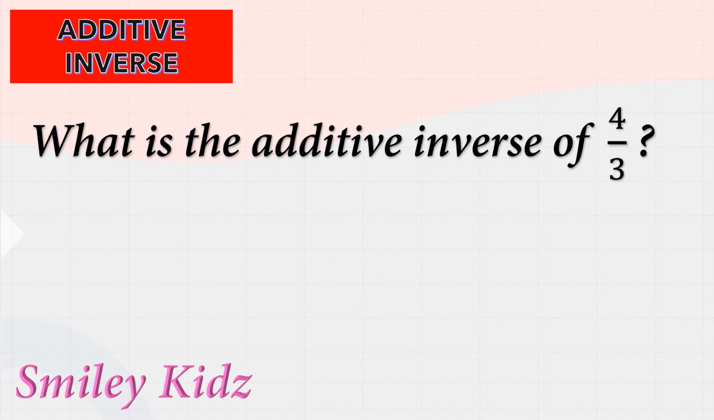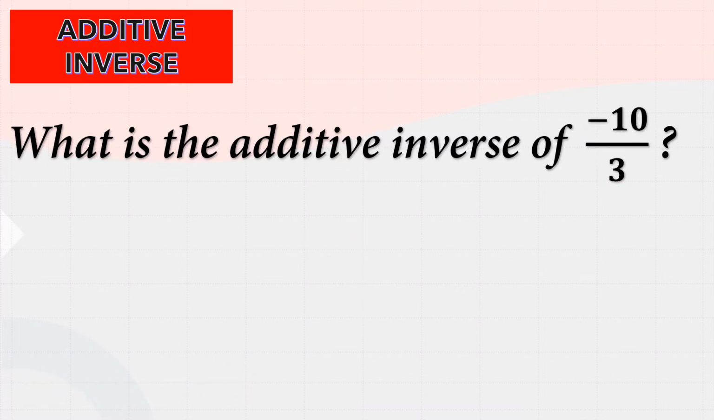What is the additive inverse of 4 by 3? The additive inverse of 4 by 3 will be -4 by 3. Let's see another example. What is the additive inverse of -10 by 3? It will be 10 by 3. The additive inverse of -10 by 3 will be equal to 10 by 3.